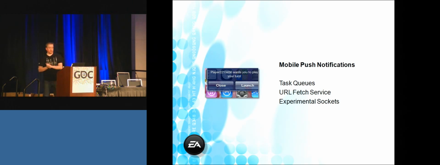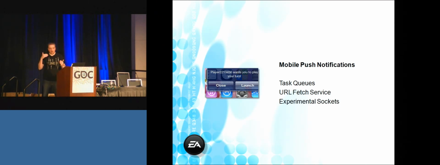For Android and Amazon, we use the URL fetch service to do an HTTP call to their service. For iOS, it's a different story. iOS uses a custom protocol on top of TCP, and unfortunately, currently we have no official support for a socket connection from an App Engine instance. So we have in EA an in-house system that will handle that for you.